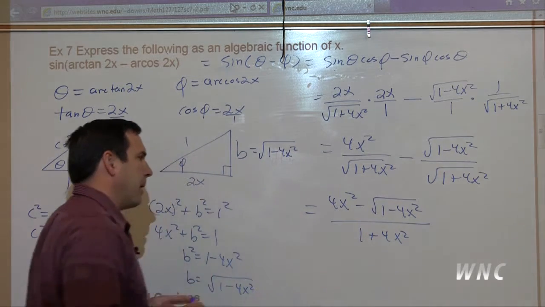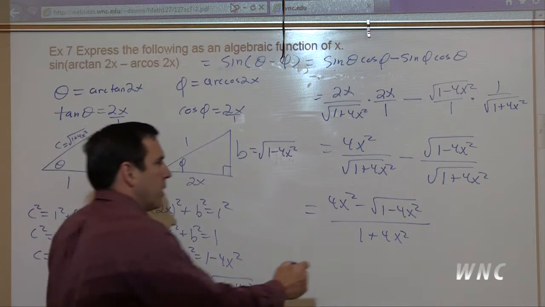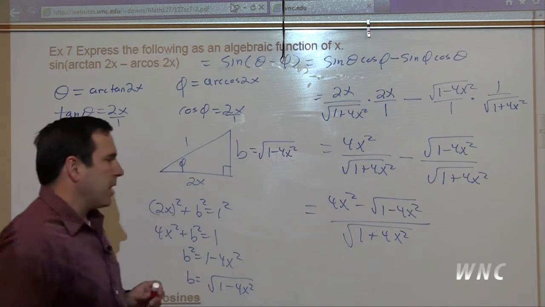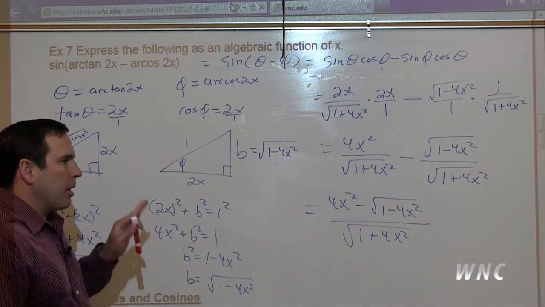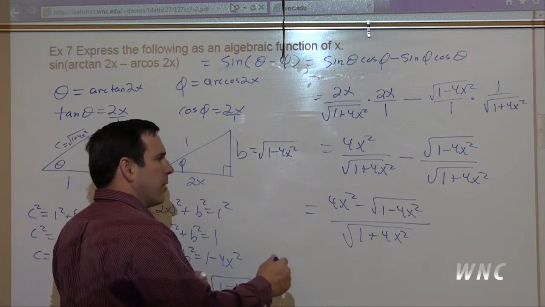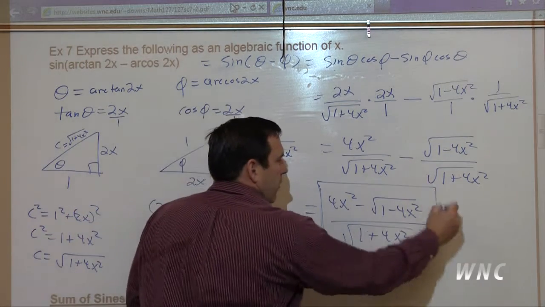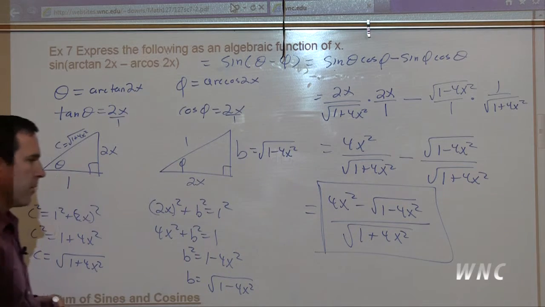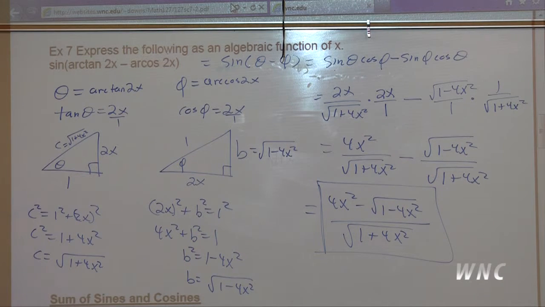Now I'm going to leave it like that. Oh, sorry, not still a radical there. I'm going to leave it like that. Even though there's a radical in the denominator, I think to go any further is going to make it really too messy. So this kind of goes against our standard way of writing things, but that's where we're going to leave it. And I would take that answer.